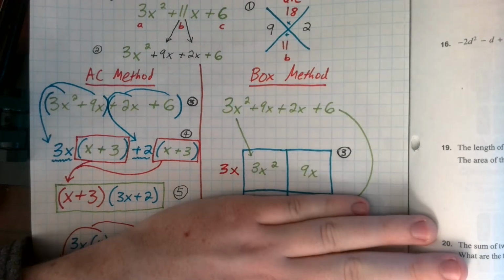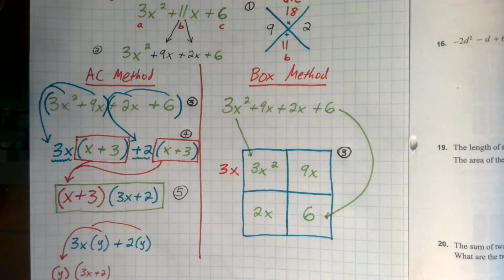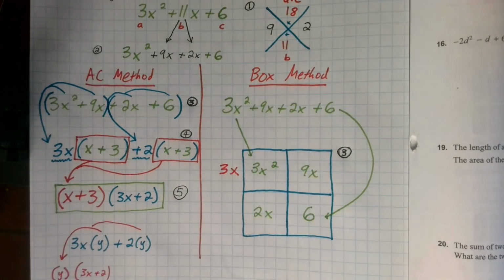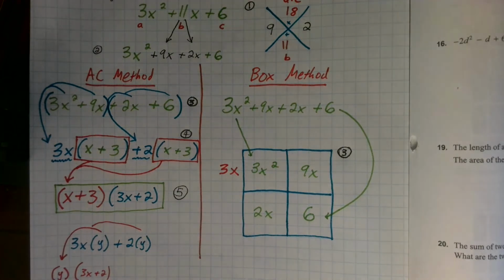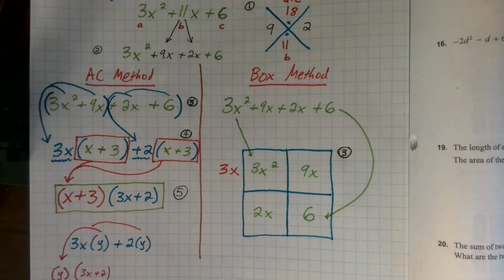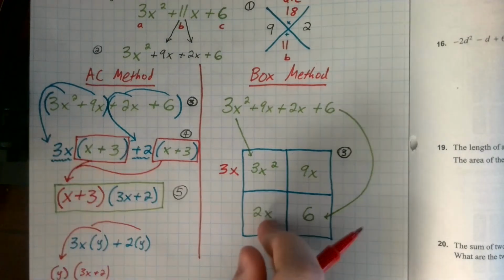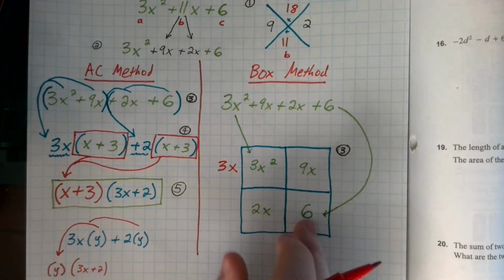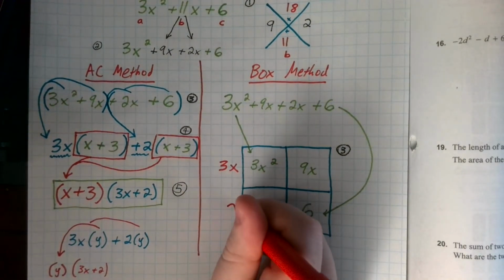So we take out 3x. We're not going to do anything other than write down what could be factored out here. We only write down what could be factored out. What about down here? 2x and 6. Again, from the last problem, we know that that's going to be 2.